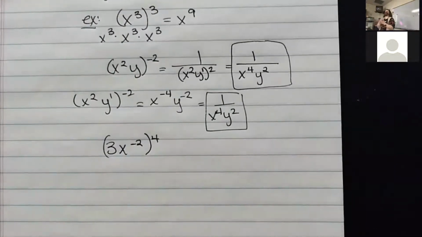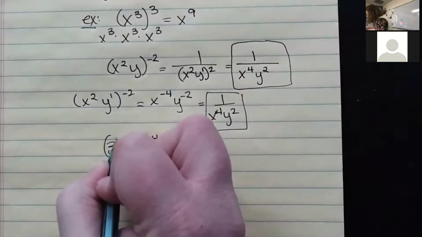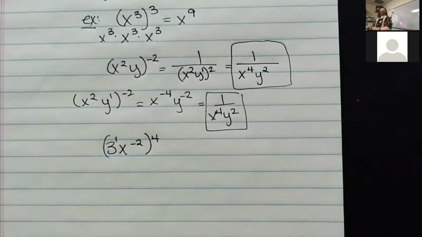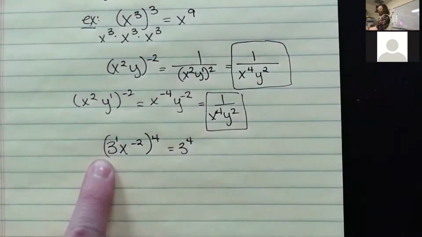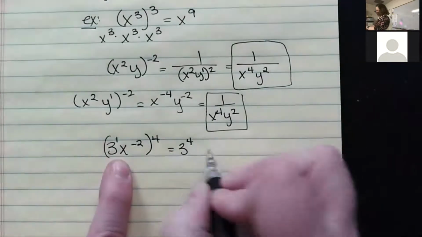You have to remember to draw in your invisible ones. So we have to draw in our invisible ones. Which one doesn't have an exponent right now? The 3. So what does it have? A 1. Okay. So now we need to multiply our exponents. So it'd be 3 to the what? What's 1 times 4? 4. Good. And then x to the what?